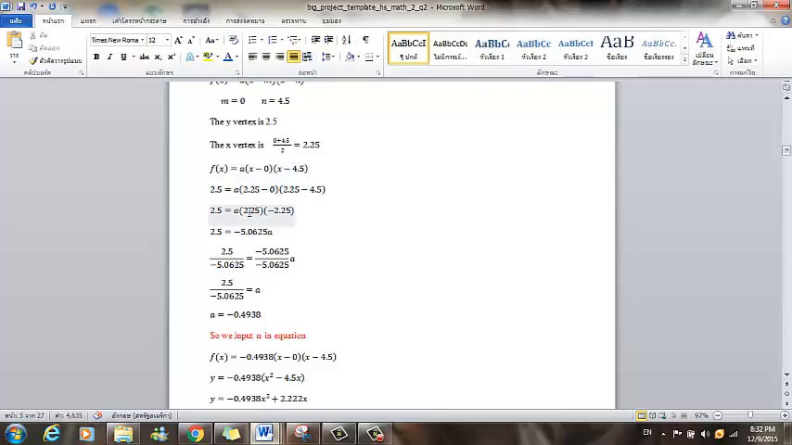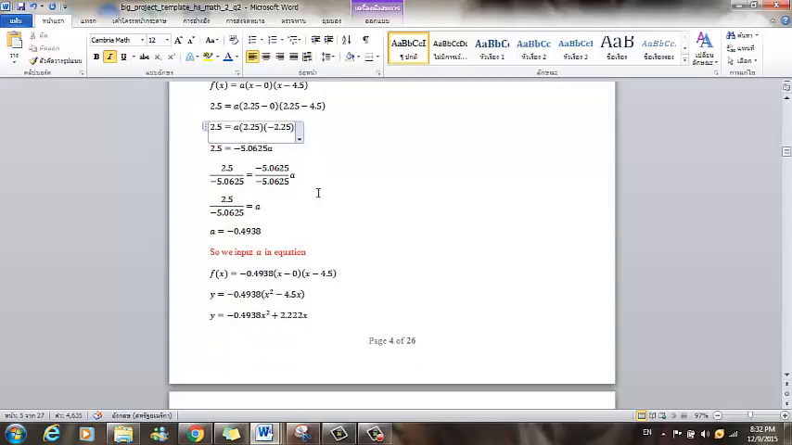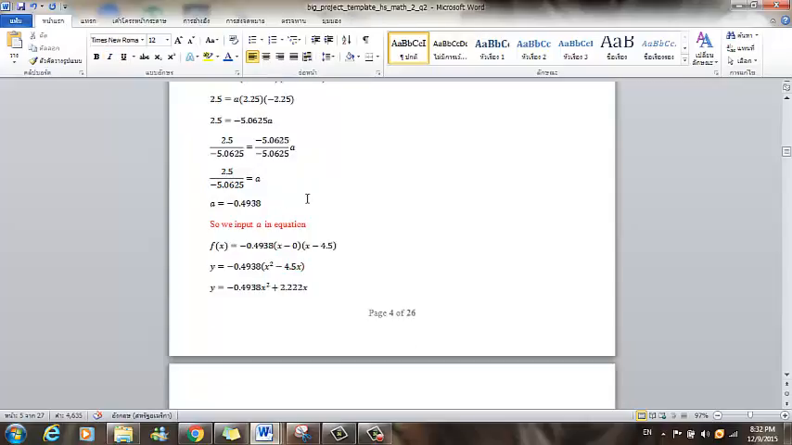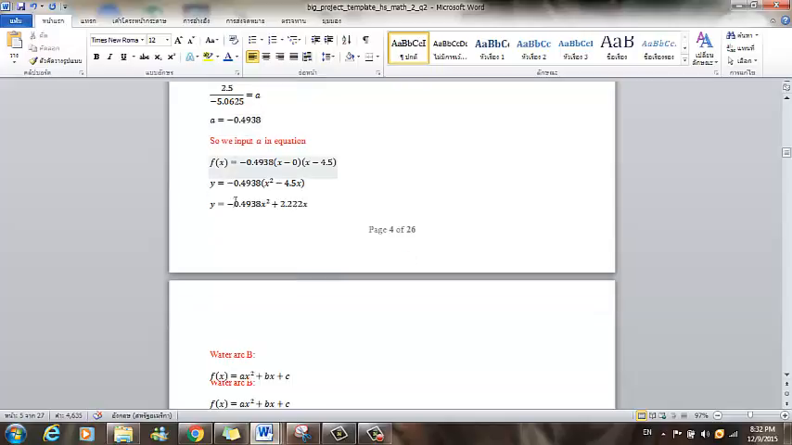Y vertex. And we simplified everything by minus this. We're gonna get this and this. So 2.5 equals minus 5.0625a. To get rid of this, we have to add to both sides. And then we divide, and we're gonna have only one a on one side. Then you divide two of this and you're gonna get this answer. So now we already know a.